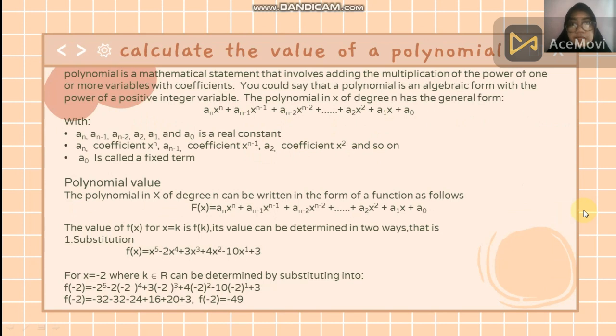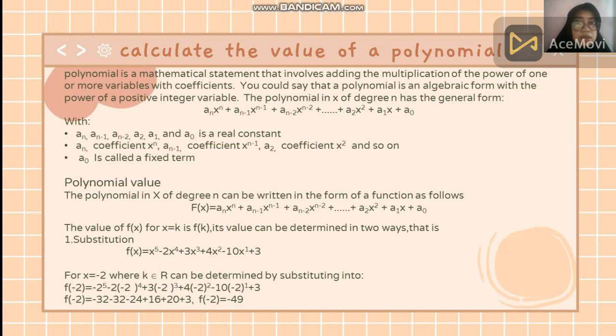The first material is calculating the value of a polynomial. A polynomial is a mathematical statement that involves adding the multiplication of the power of one or more variables with coefficients. You could say that a polynomial is an algebraic form with the power of a positive integer variable.